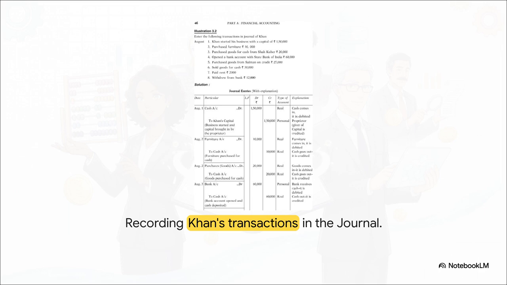Also, check out that brief little explanation in brackets right underneath. That's what we call the narration. It basically guarantees that anyone looking at the journal knows exactly what went down without having to play guessing games. And remember, this journal is known as our book of original entry.